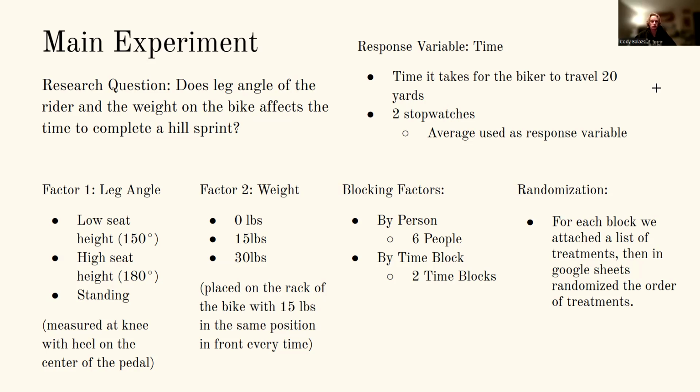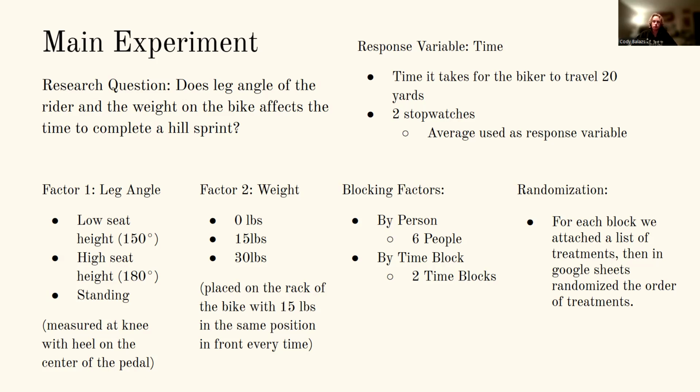Our first factor was leg angle. In the pilot study, we only used two levels, but in this, we had three: low seat height, which is a 150-degree leg angle, high seat height, which was straight or 180-degree leg angle, and standing. Leg angle was measured with our heel on the center of the pedal, and we used a protractor to measure those values. Our second factor was weight. We installed 15-pound dumbbells on the back of the bike. There are three levels: 0 pounds, 15 pounds, and 30 pounds. We used gear ties to secure them to the bike, in the same position each time.